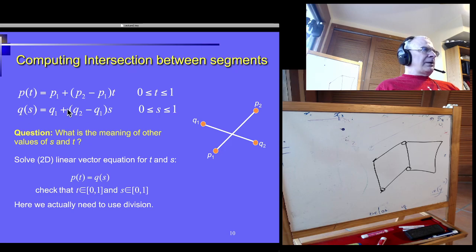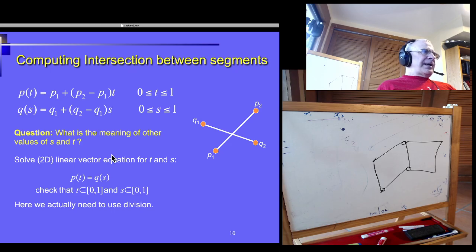Similarly, I can write all the points on the other segment that connects Q1 and Q2. I'll write it as Q1 plus, T is already taken, so I'll use S instead, where S is 0, I'm at Q1. When S is 1, I'm at Q2. And at every S in between, I'm somewhere in between. And now remember that P(T) has two values, both the X value and the Y value. Q(S) has two values, both for the X and the Y.